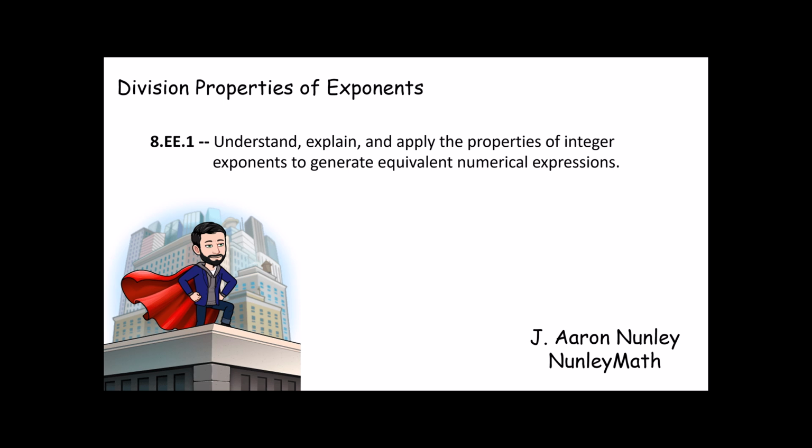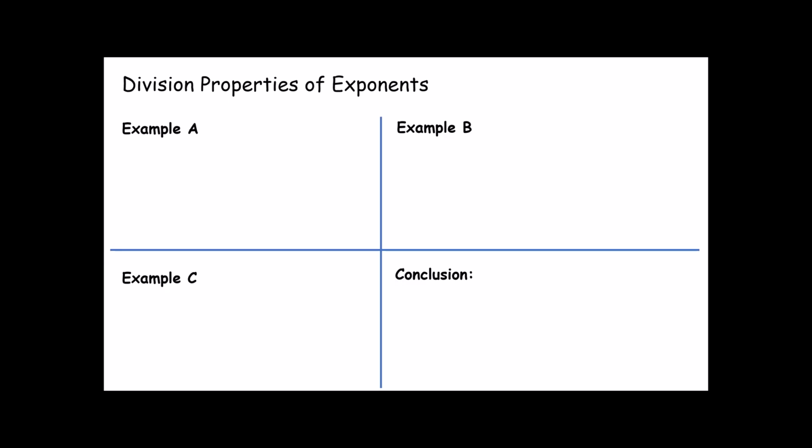We talked about how the expanded form of exponents can be used to demonstrate rules, but then we can use those rules to make the process of combining things a little faster or simpler. We're going to do something very similar today with our division properties of exponents. So let's take a look at a couple problems. Just like before, I've got three examples we're going to work through, and then we're going to draw a conclusion about those examples that hopefully will save us a lot of time and effort.